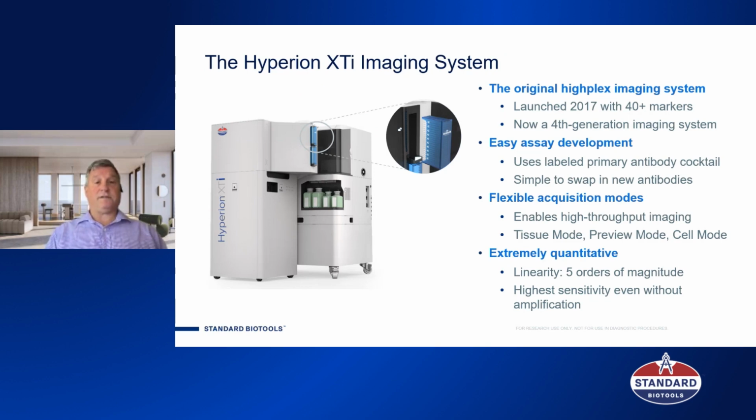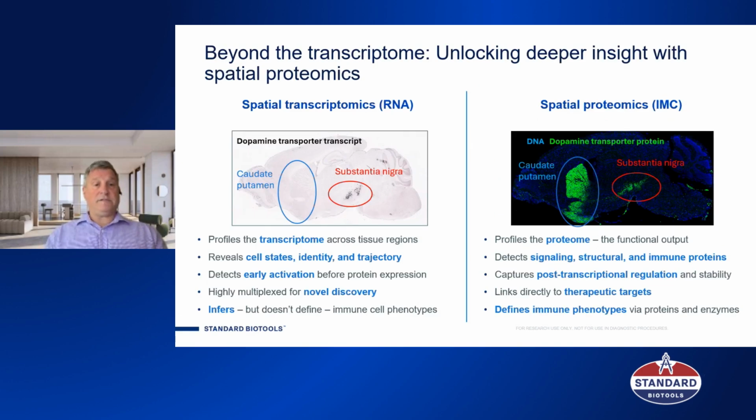So this is the Hyperion XTI imaging system. This is what I'm going to be talking about. It's the original high-plex proteomic imaging system. It was launched in 2017. We're now on our 4th generation, and it can include a slide loader if you want. And I'll be talking later about the easy assay development, the flexible acquisition modes, and the quantitative nature of the data. But what I'm going to talk about first is how to mix that with spatial transcriptomics.